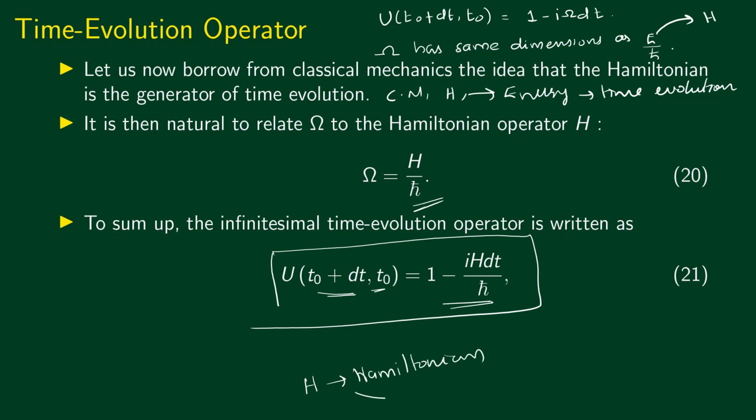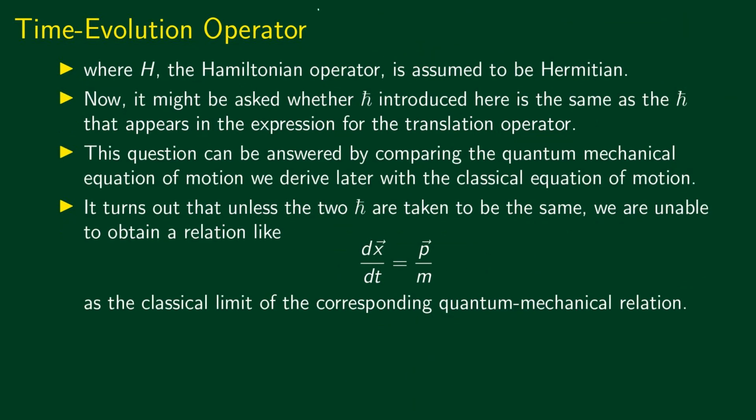And Hamiltonian is the operator that represents the observable called energy of the system. Okay, so Hamiltonian is related to the energy and it generates time evolution in quantum mechanics. So we have the time evolution operator U(t0 + dt, t0) is equal to the identity operator minus iH divided by h bar dt.